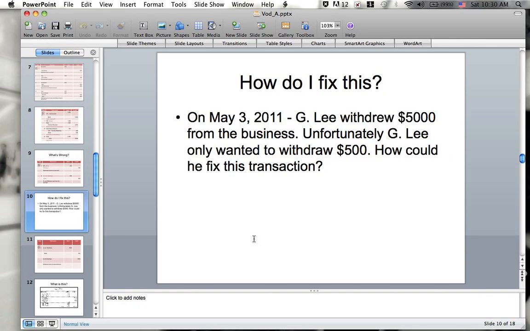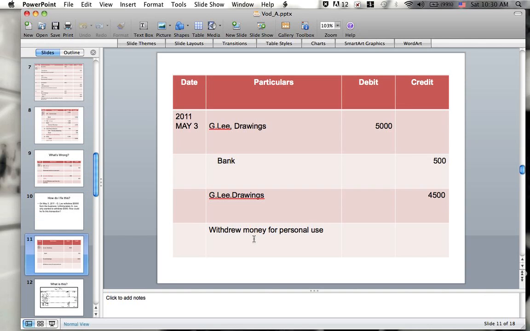G. Lee withdrew $5,000 from the business. Unfortunately, he only wanted to withdraw $500. In order to fix this transaction, debit G. Lee drawings $5,000, credit $500 from bank, and credit $4,500 from his drawings. Withdrew money for personal use.